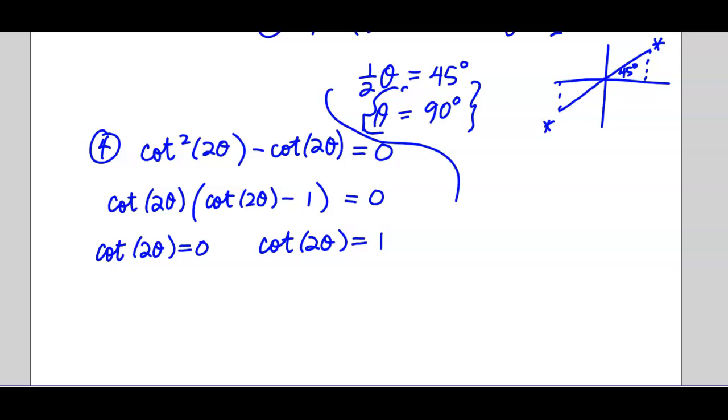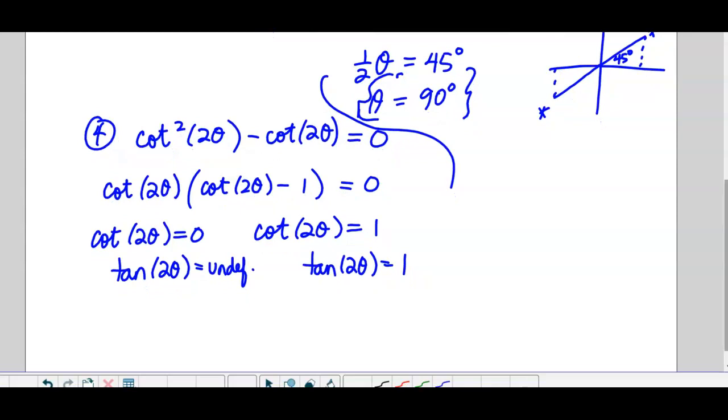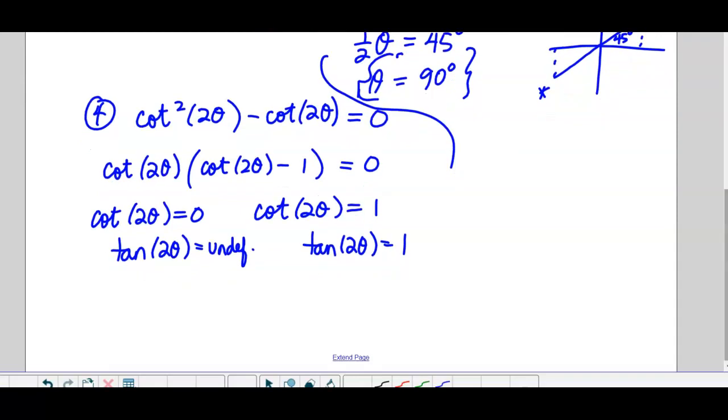Now, I don't like dealing with cotan that much. I prefer to deal with tan. So tan of 2 theta would be undefined, right? If cotan is 0, that means tan would be undefined, right? 0 would be in the denominator. And so I remember that tan is undefined at 90 and 270 for dealing in degrees, right? That's just how I think about it. Here, if I take the reciprocal, tan of 2 theta, well, the reciprocal of 1 is 1. These aren't restrictions. We're actually solving, right?